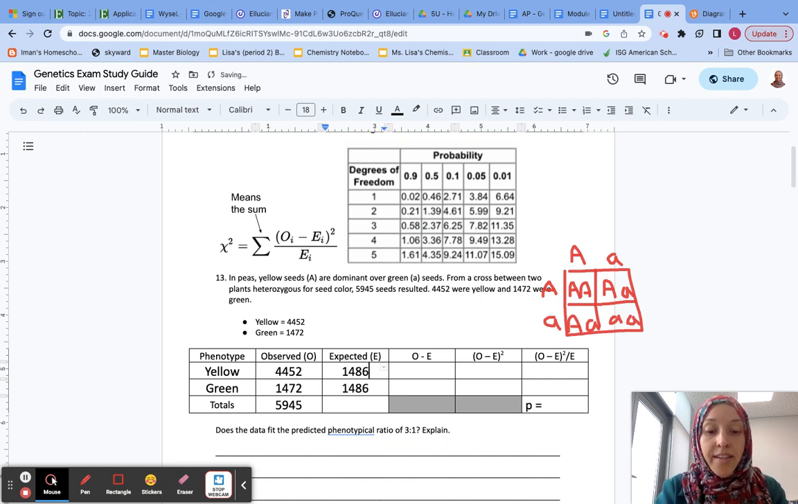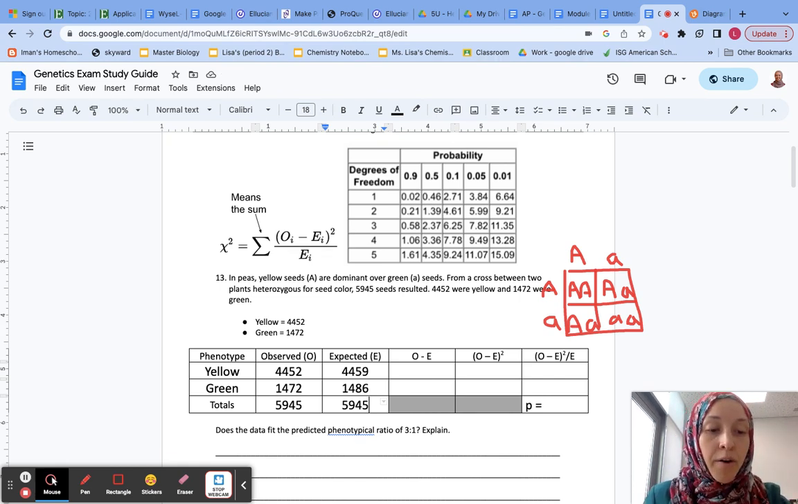So I'm going to do 1,486 times 3. Okay, and let's see what I get. I get 4,450. I'm going to round this one up. Oh, I erased the wrong value. Okay, so this equals 4,459. Okay, and my total should be the same. The only reason why I wouldn't is if I was rounding, but if you're rounding one up, the other one should be down. It should total the same. It should be your total individuals.